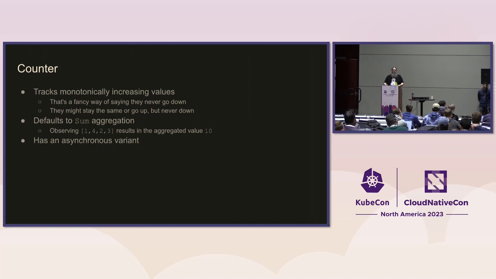So if you observe a bunch of different values, it will add them all up and report the sum of those values. So if we observe here 1, 4, 2, and 3, we'll get the aggregated value 10 out at the other end. And this also has an asynchronous variant if there's a situation where you need that property.